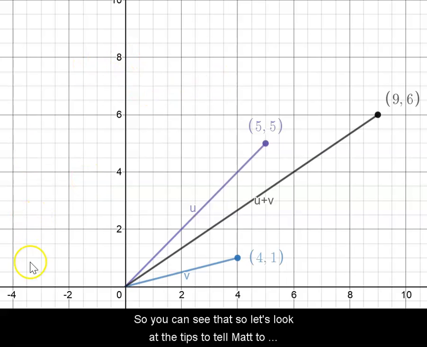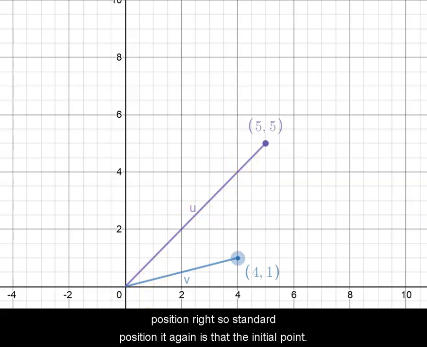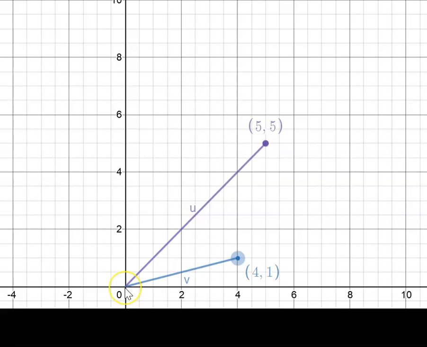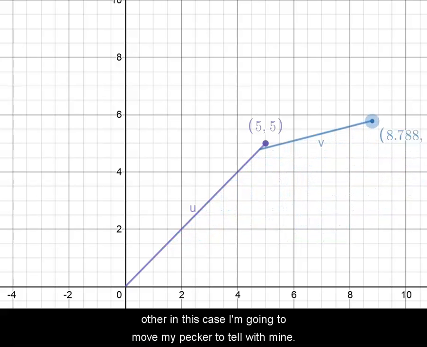All right. So let's look at the tip to tail method. Take the same two vectors. So we call this the standard position. Right? So standard position, again, is that the initial points are starting at the origin. Okay, so we're having these vectors in their initial positions, and I'm going to move one of these to be tip to tail with the other. In this case, I'm going to move my v vector to be tip to tail with my u.